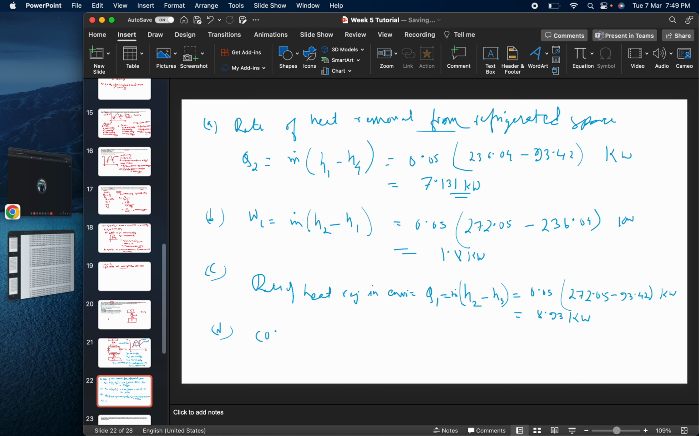The last part is to calculate the COP. COP is output by input. My desired output for a refrigerator is Q2 and my input is WC. Q2 is 7.131 and the work of compression is 1.8, so you get 7.131 by 1.8, which is 3.96. That is, COP is approximately 4.